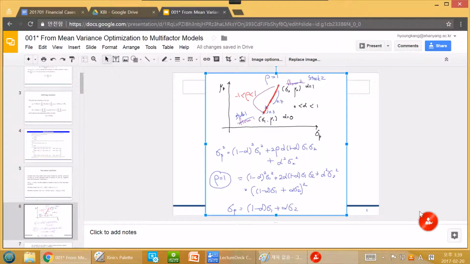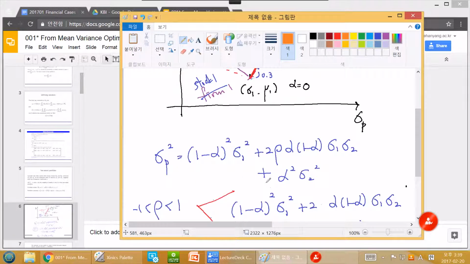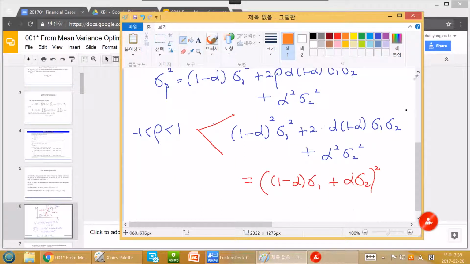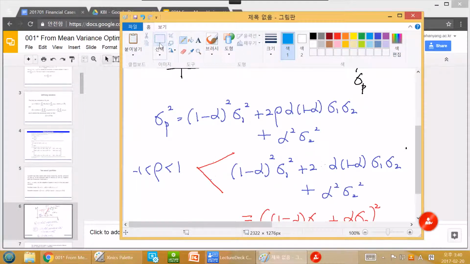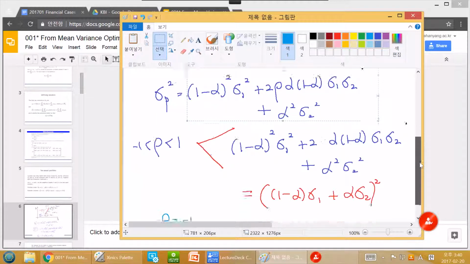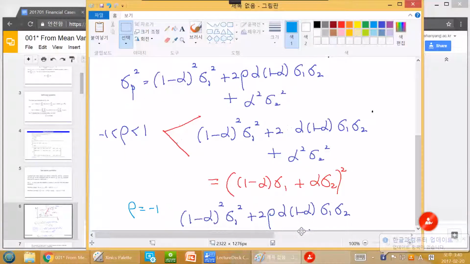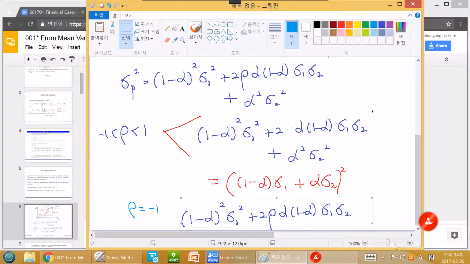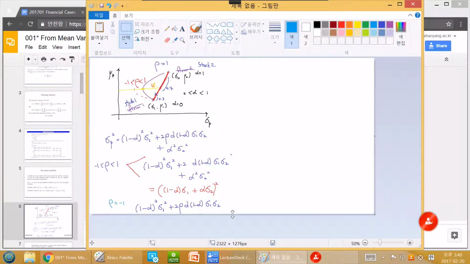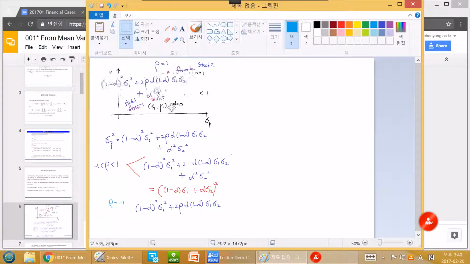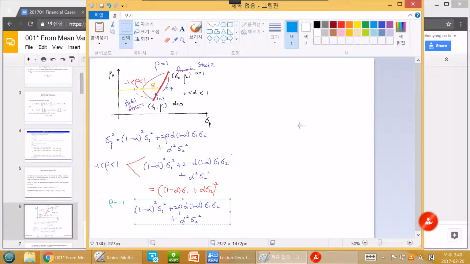Let's think about the last case, when rho is minus 1. It's a simple extension. What if rho is minus 1? When rho is minus 1, we have a very interesting case.